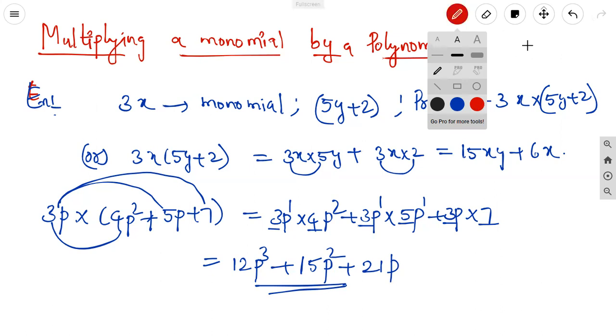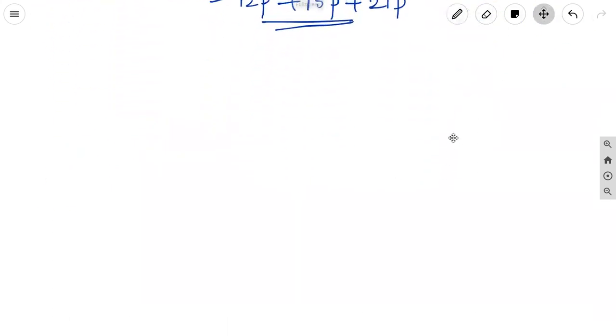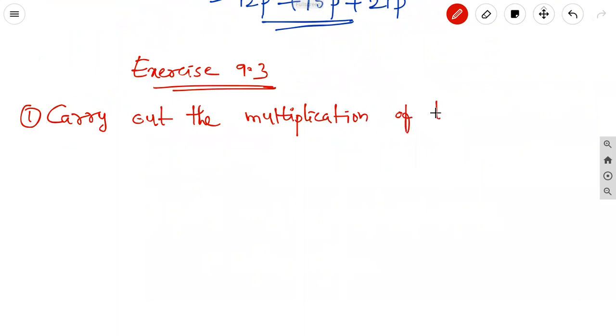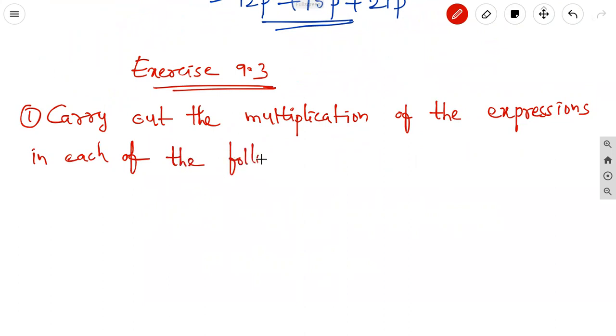Now let us discuss exercise 9.3. In that, the first question is: carry out the multiplication of the expressions in each of the following pairs.